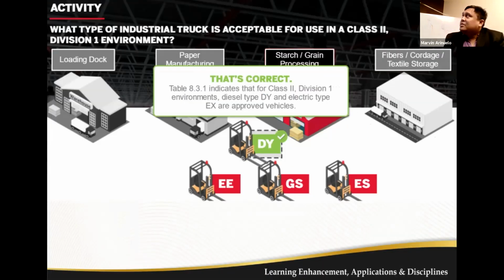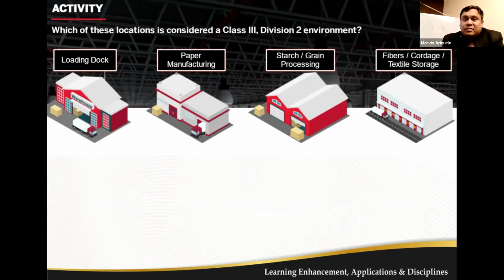Okay. So Table 8.3.1 indicates, for a Class 2 Division 1 environment with grain, diesel type DY and electric type EX are approved vehicles according to the table.